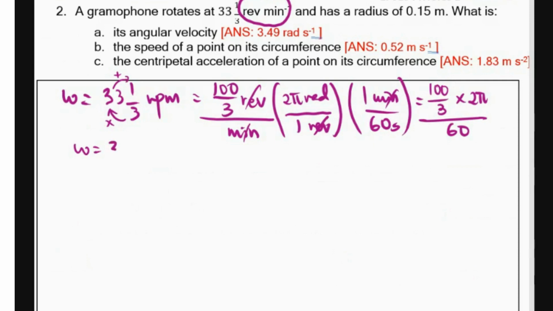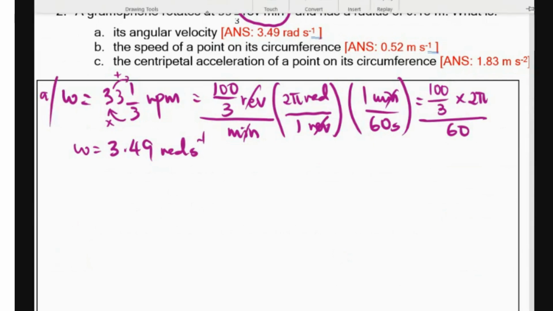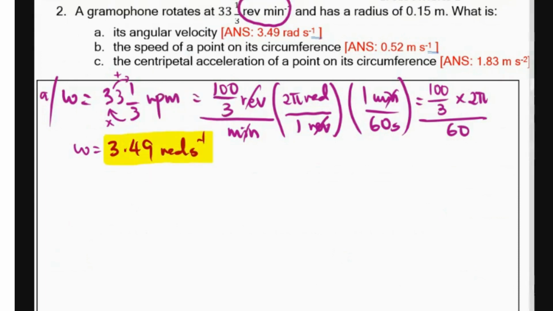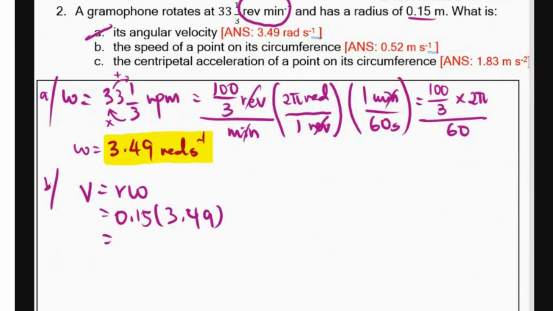So it is 3.49 radian per second. So this is question A. Okay, next question B. The speed of a point on its circumference. So V is the speed, which is equal with R omega. Given the radius is 0.15, omega is 3.49. Press in the calculator. We got 0.52 meter per second.